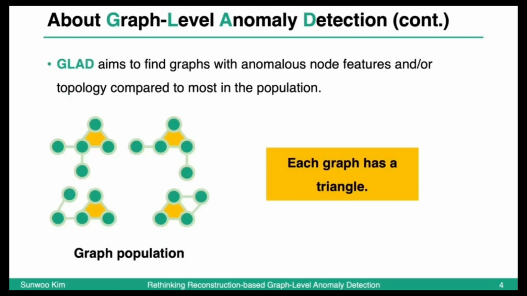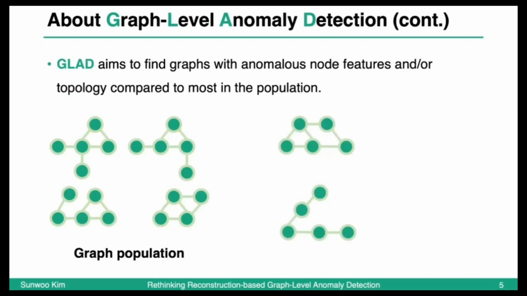Each graph in the graph population contains a triangle. Now, consider another two new graphs. The first graph also contains a triangle similar to the graph population. However, the second graph does not. Therefore, the first graph is considered as a normal graph, while the second is considered as an anomaly.